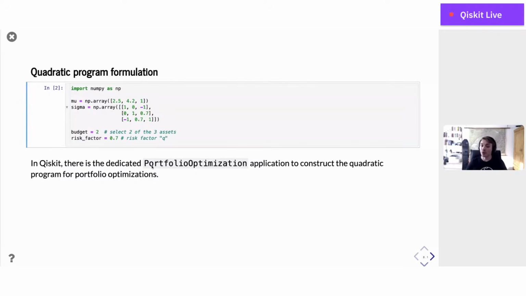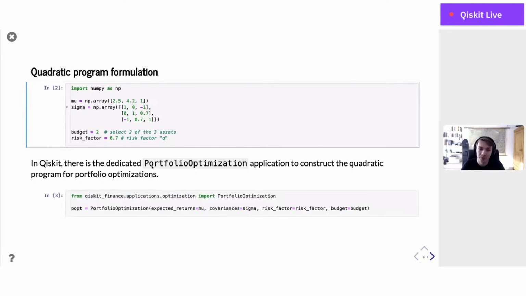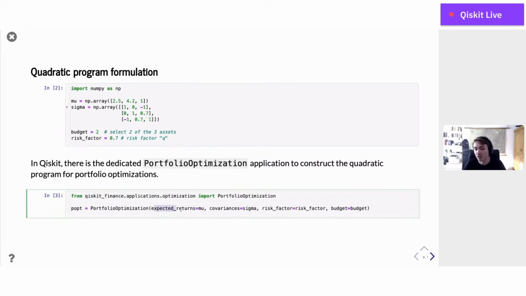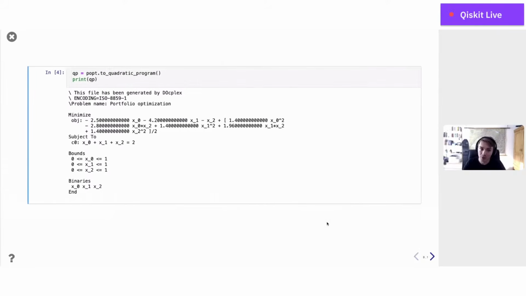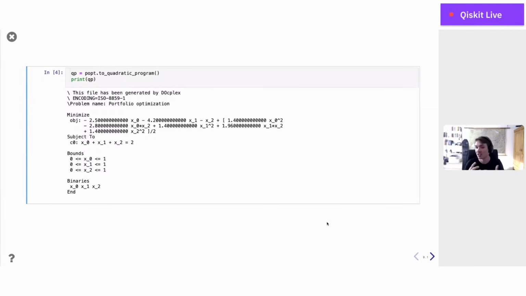In Qiskit, we have the portfolio optimization application, which we can use to construct the quadratic program that we want to solve. We can just import this from qiskit_finance.applications.optimization, because this is an optimization problem. And we feed it the definition of our problem. So we give it the expected returns vector, the covariance matrix, the risk factor, and the budget. Now that we have it, we can ask it to convert this input into a quadratic program that we can solve. And here we can just print the quadratic program. And this is a standard representation that's also very well known in the classical optimization community.